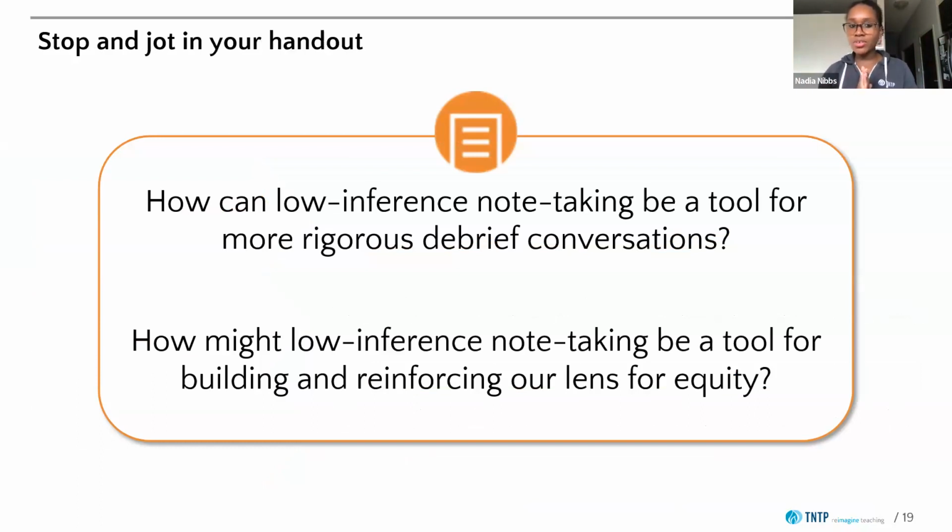Okay, we'll take some time to process. In your handout, there's a stop and chat. How can low inference note-taking be a tool for more rigorous debrief conversations? And thinking about some of the pitfalls, how might low inference note-taking be a tool for building and reinforcing our lens for equity? If you have to pick one of these two in the time that we have, I really want to push you, especially for that second bullet, to really think about what traps I then get to avoid by taking low inference notes. Give yourself a silent 2 minutes to stop and jot.